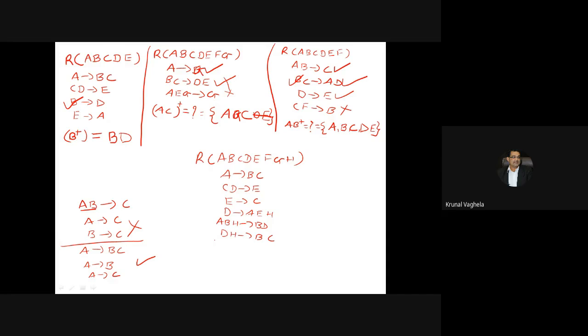Now, here the question is you need to check whether BCD to H is valid or not. That means you need to check if you are having BCD, can you find H? If you are having BCD, can you find H? This is a somewhat different question. If you are having value of BCD, can you find H? Try it.